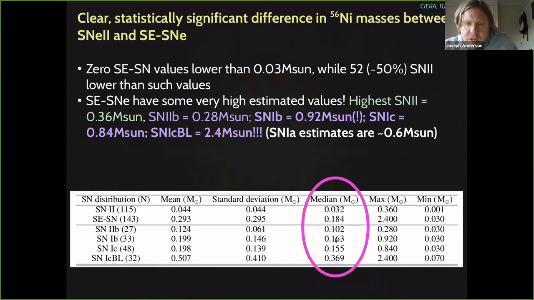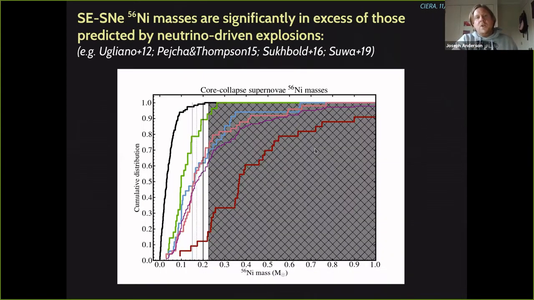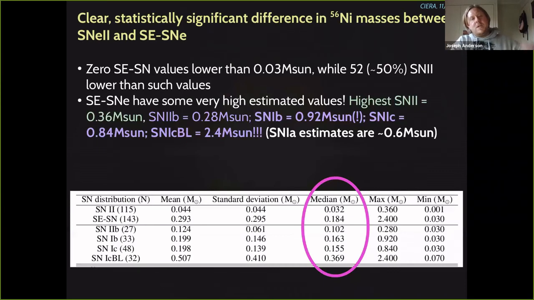And then I just circle the median values here between these two different supernova types. So the first result here is an observational result: stripped envelope supernovae, for those observed and published in the literature, which is important to make those statements, clearly have higher nickel masses than type 2s.